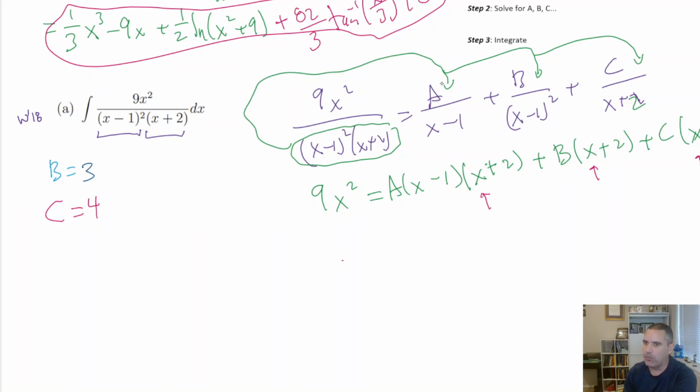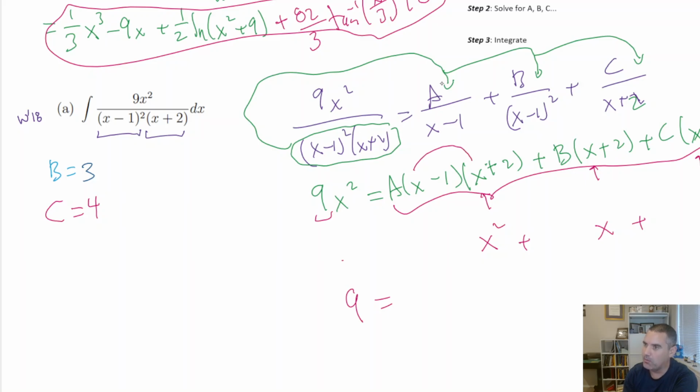Now I'm going to compare coefficients. Let's see if we can do a little better than last time. I can see right away. Take a second and see if you can see what I see. If I were to expand this out, I'm going to have an x squared, I'm going to have an x, and I'm going to have a constant. Can you see the x squared? I know what the x squared is on the other side. It's 9. So I would like to say 9 equals whatever is in front of x squared.